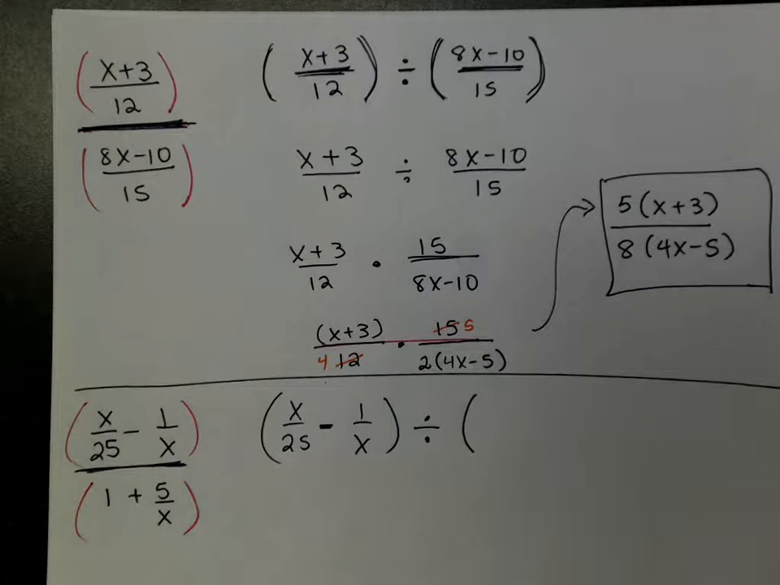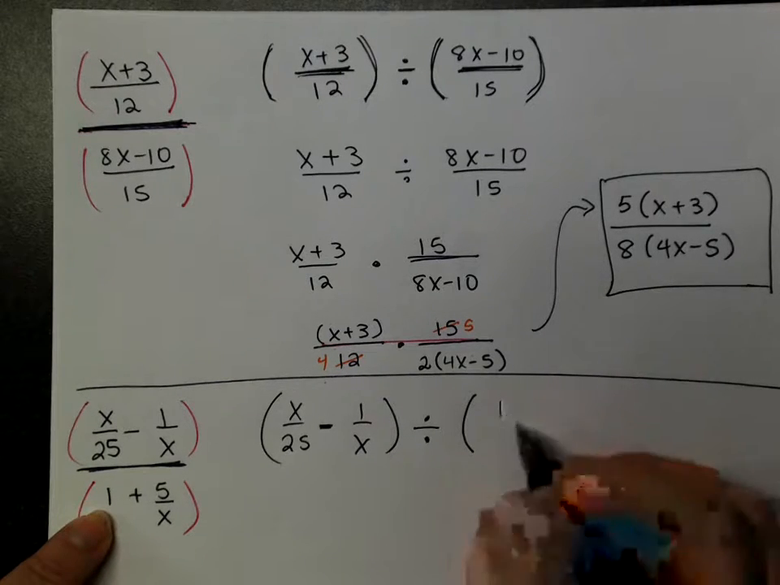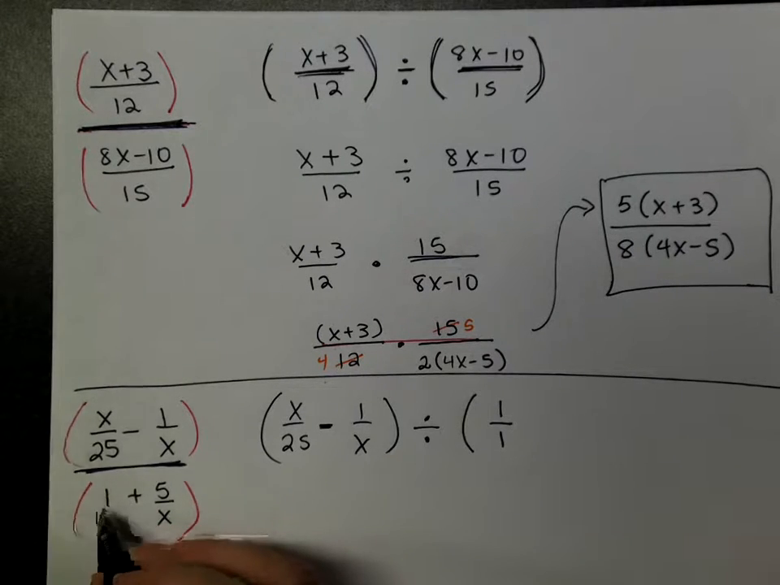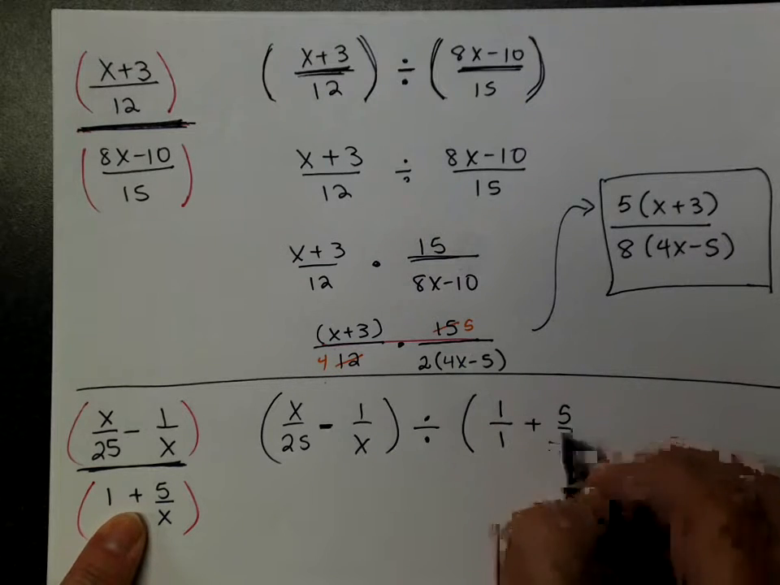But then it keeps everything lined up so you can treat them all like fractions. So write 1 as 1, but put it over 1. If this were a 2, you'd put 2 over 1. If it was x, you'd put x over 1. Then plus 5 over x.